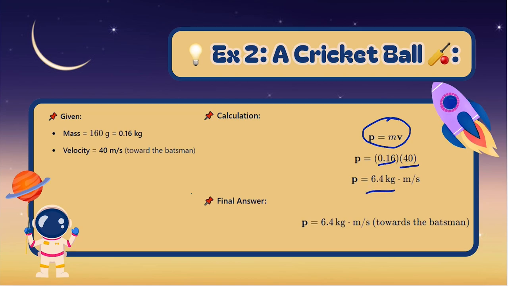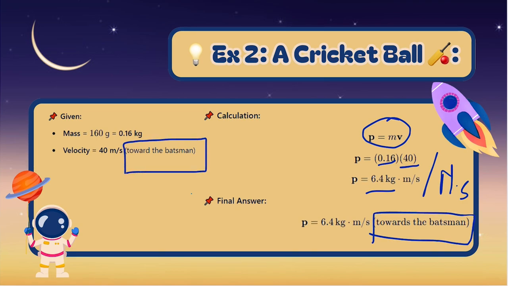But because it's the final part of this solution, we write the unit, which is kg meters per second. If you want, you can say newton seconds. It is still allowed. All right. That is perfect. Let's proceed now. And then we also need to show that the direction is towards the batsman, because the velocity's direction is the same as the momentum's direction.